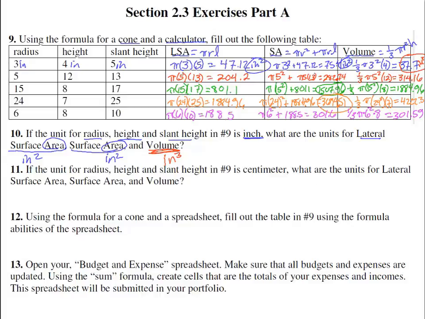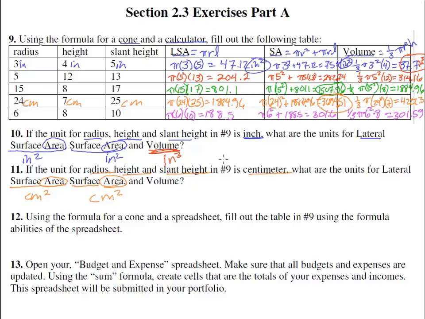Good. Number 11. If the units for radius, height, and slant height in number 9 is centimeter, so if this were centimeter here and centimeter here and centimeter here, then surface area, again an area, will be to the 2nd power. And you can see that because we did centimeters times centimeters to get centimeters squared. Here we have surface area, and again area will be to the 2nd power. And again we had centimeters squared in lateral surface area plus pi, and here's 24 centimeters squared.